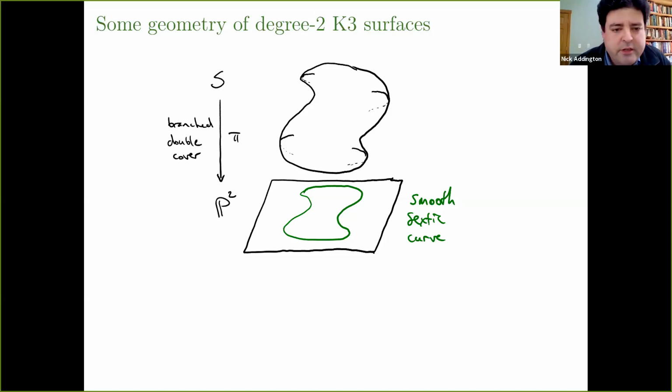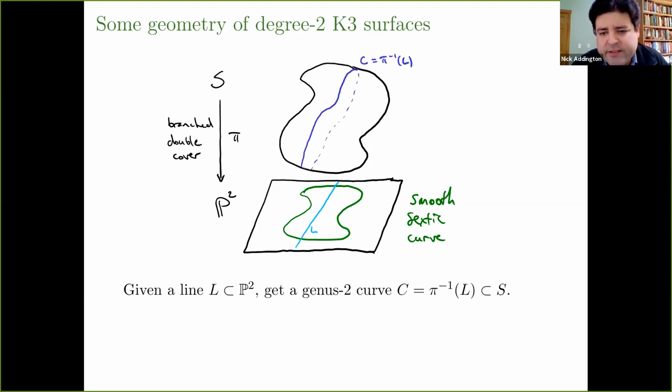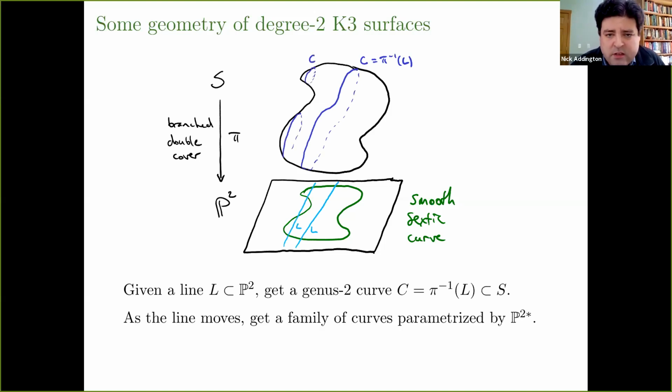And the other thing you need to know is that if I have a line downstairs, then its pre-image upstairs is going to be a genus 2 curve. And that line can move around. So every line gives me a different genus 2 curve upstairs. Some of them are singular, right? If the line is tangent to the sextic, then the curve upstairs is singular. And we get a linear system of genus 2 curves upstairs. And actually, it's a complete linear system.